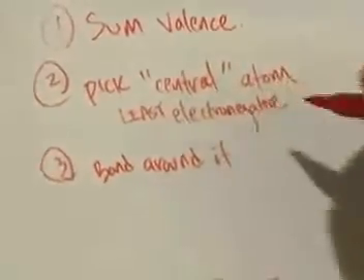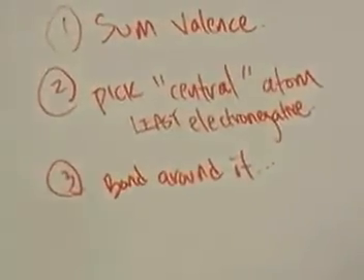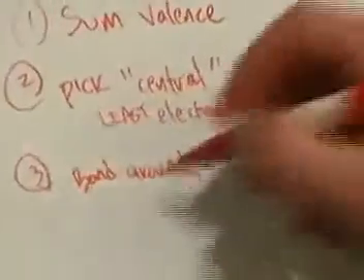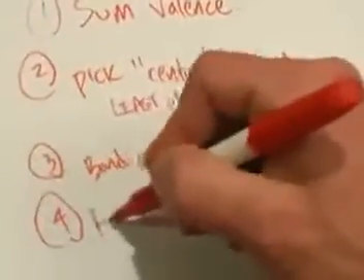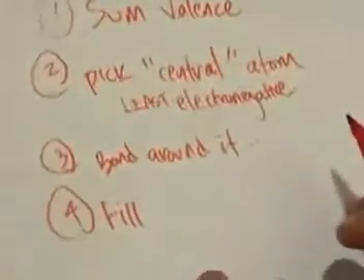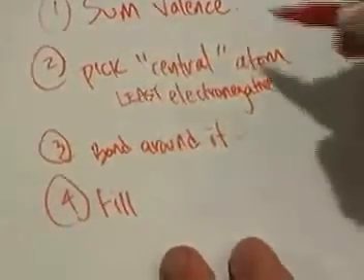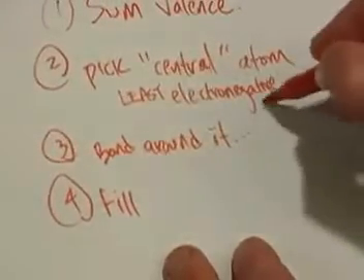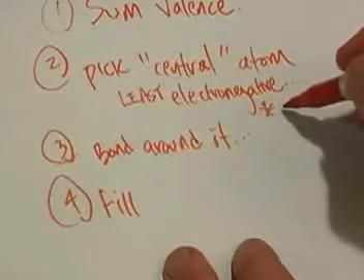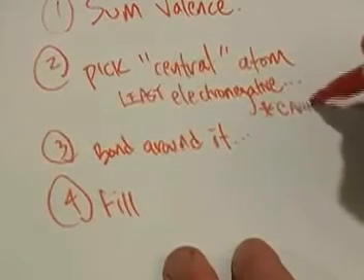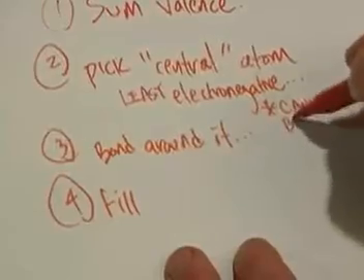Bond everything else around it. Once you've done that, step number 4, fill... oh, I should go back to number 2 because I forgot a point. The least electronegative atom, but it cannot be hydrogen.